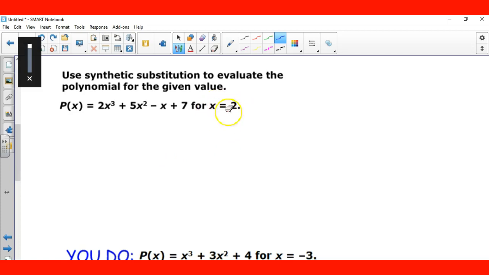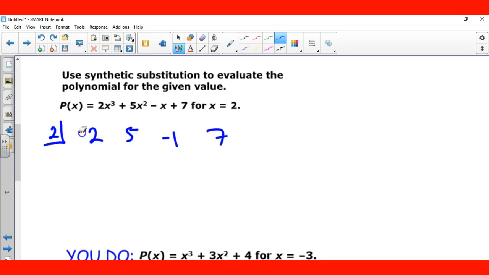When you take the 2, x is 2, and you do everything the exact same way as synthetic substitution. So you have 2 as your coefficient, 5, -1, and 7. You do synthetic substitution. You have 2, you break it down. 2 times 2 is 4. 5 plus 4 is 9.